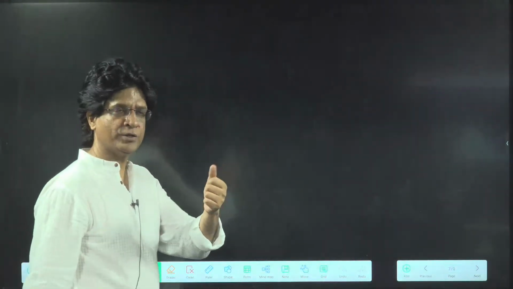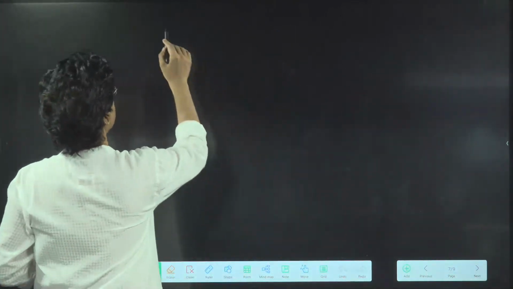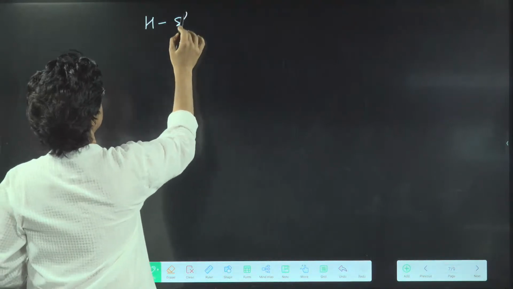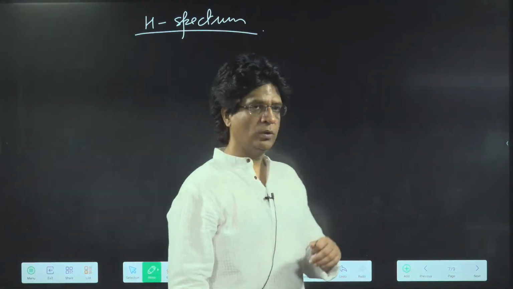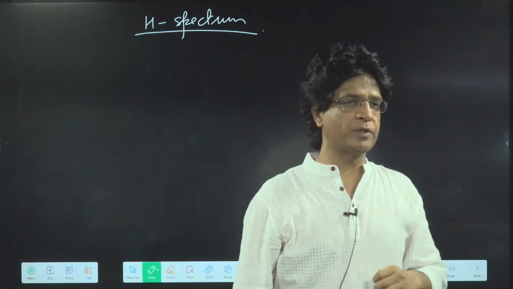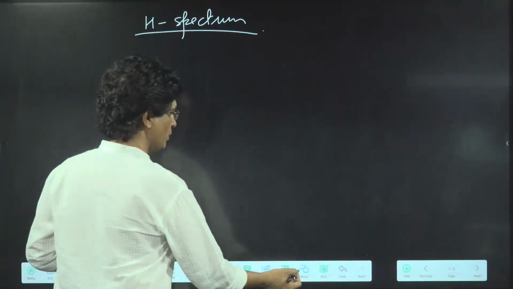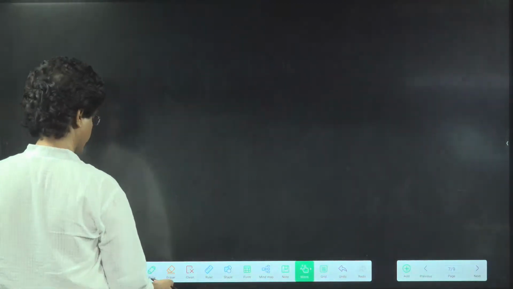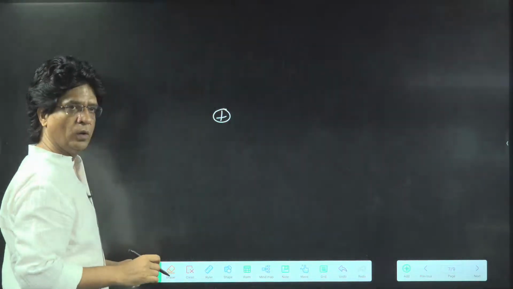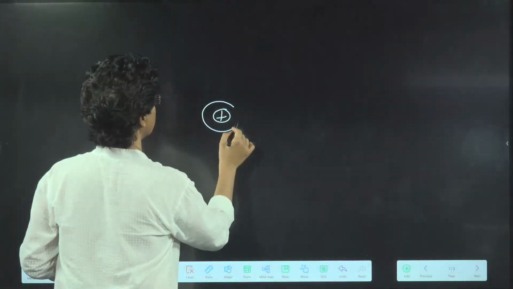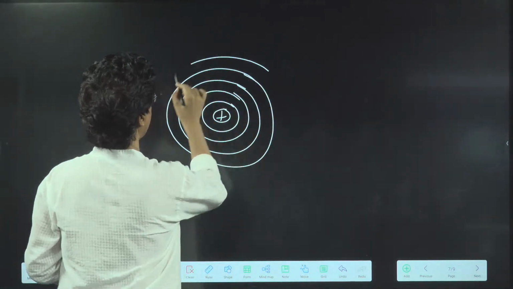Okay, now the next topic is the hydrogen spectrum. Write down hydrogen spectrum, and we'll do it very quickly. Please pay attention. Over here, I'm assuming that this is the nucleus of a hydrogen atom, and we have certain orbits. Be careful.